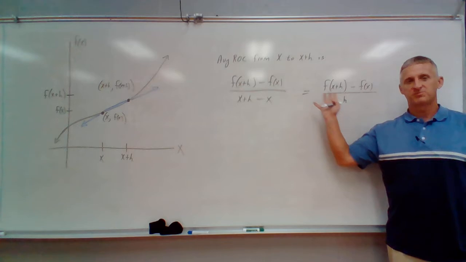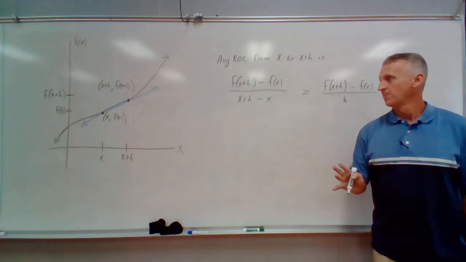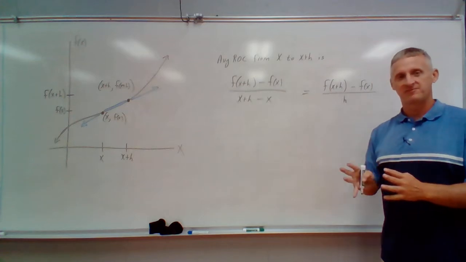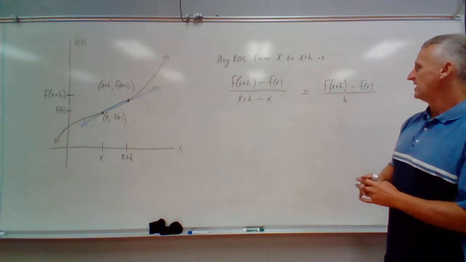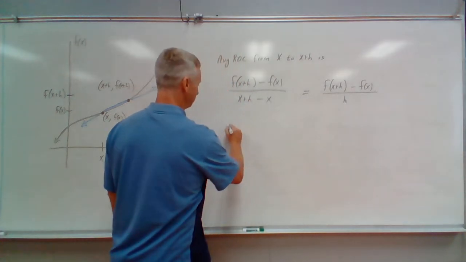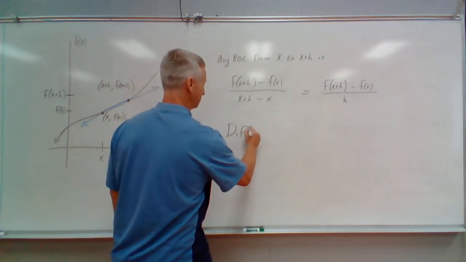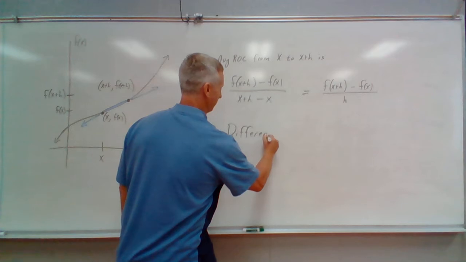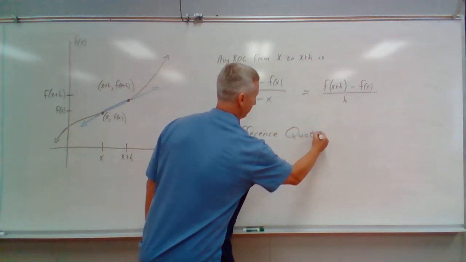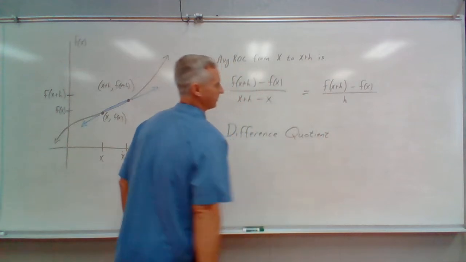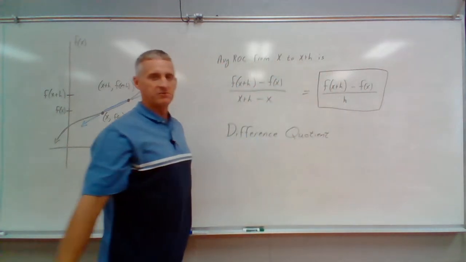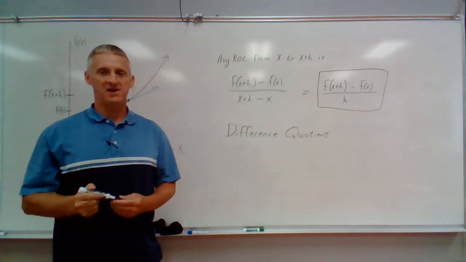This is a really special equation. We use this a whole lot. I mean, it's the foundation, really, of half of calculus. And it has a name. It's so special. This is called a difference quotient. So this guy is called the difference quotient of f.